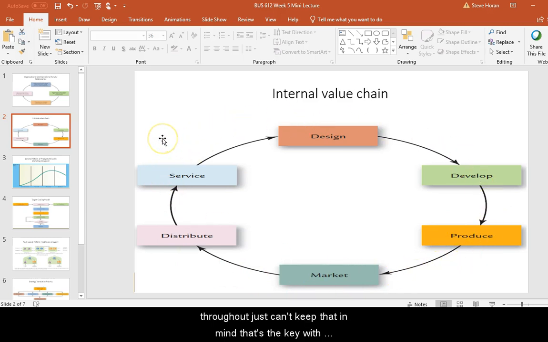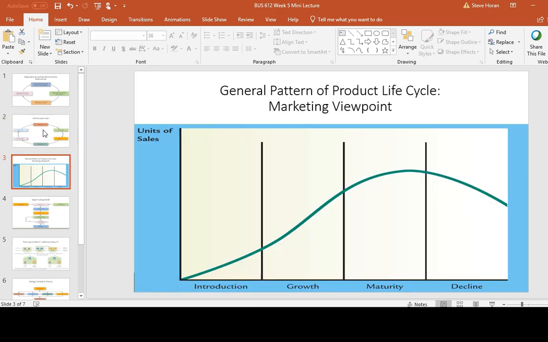That's the key with chapters 11 and 13, just understanding how costs behave at the various levels of the value chain. And then this is a very common graph. If you've taken a marketing class or have any kind of a marketing background, you've seen something like this, or even something that involves operations or production.